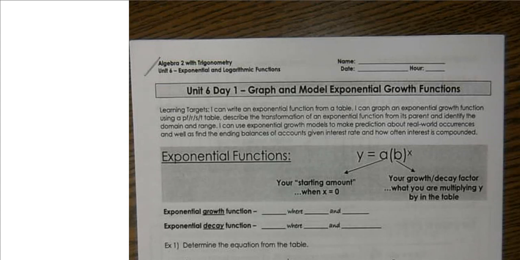Today's lesson, we are going to learn about Unit 6, Day 1, Graph and Model Exponential Growth Functions. Our learning targets for today are for you to be able to say, I can write an exponential function from a table, I can graph an exponential growth function using a PFRST table, describe the transformation of an exponential function from its parent, and identify the domain and range.